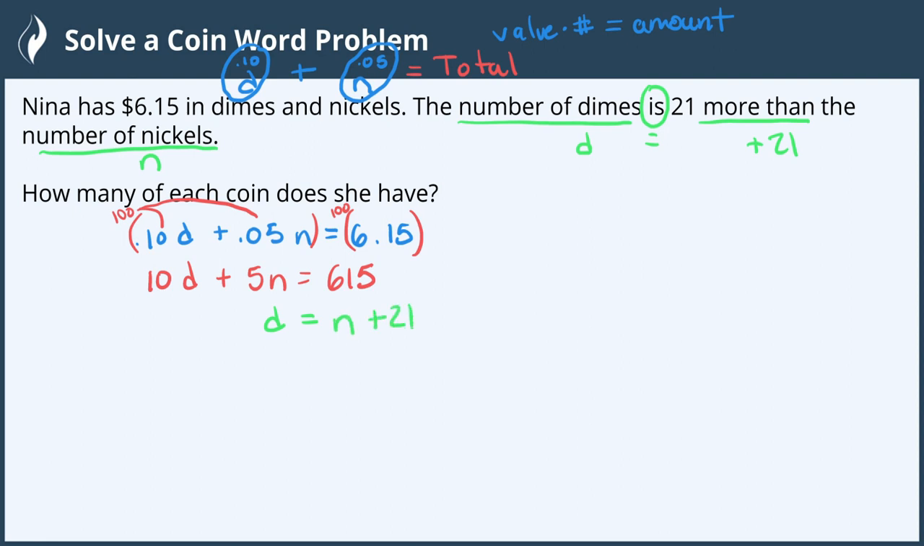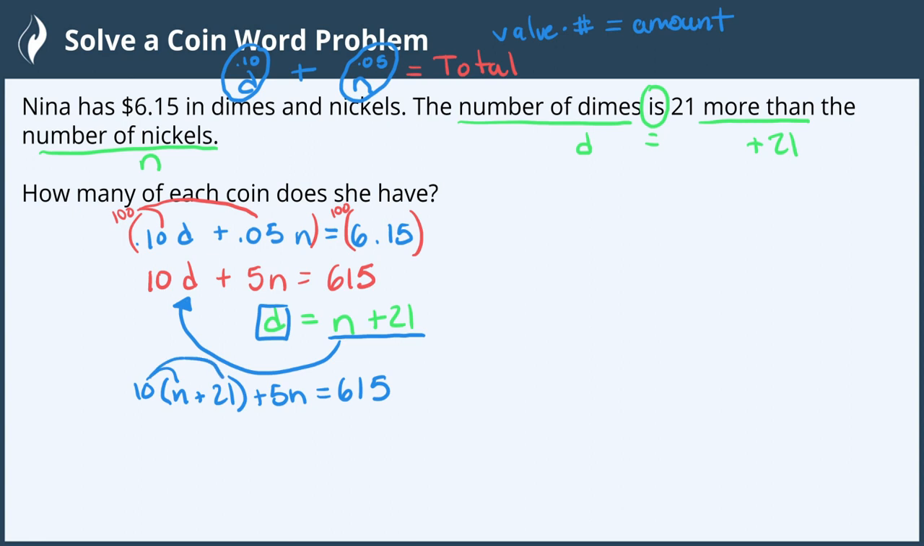Now that we have our two equations, we can substitute n plus 21 every time we see the variable d in the first equation. This gives us only one variable, so we can isolate for it. So we end up with 10 times n plus 21 plus 5n equals 615. Multiplying with the distributive, we get 10n plus 210 plus 5n equals 615. Now we can combine like terms on the left side, which gives us 15n plus 210 equals 615.